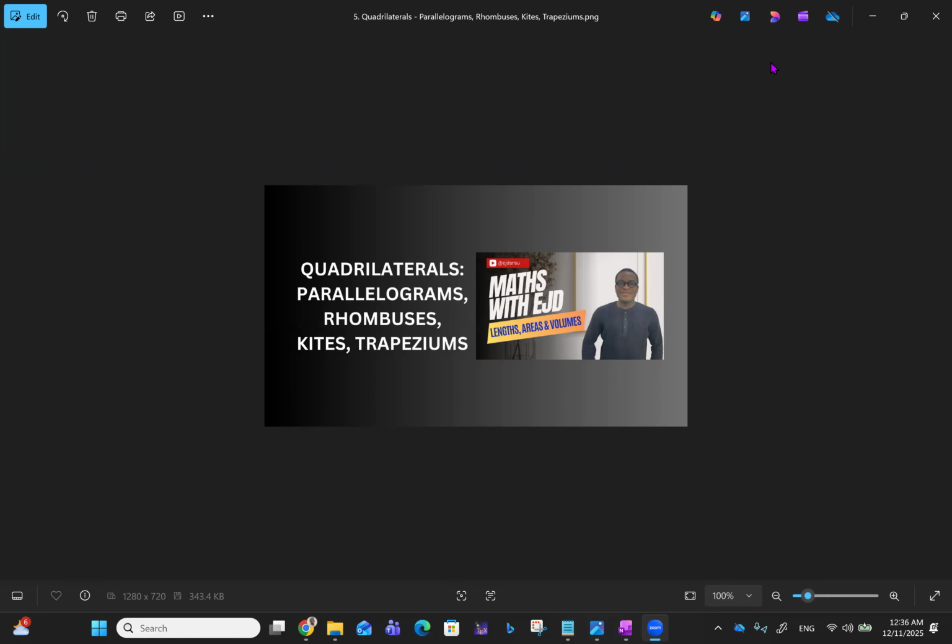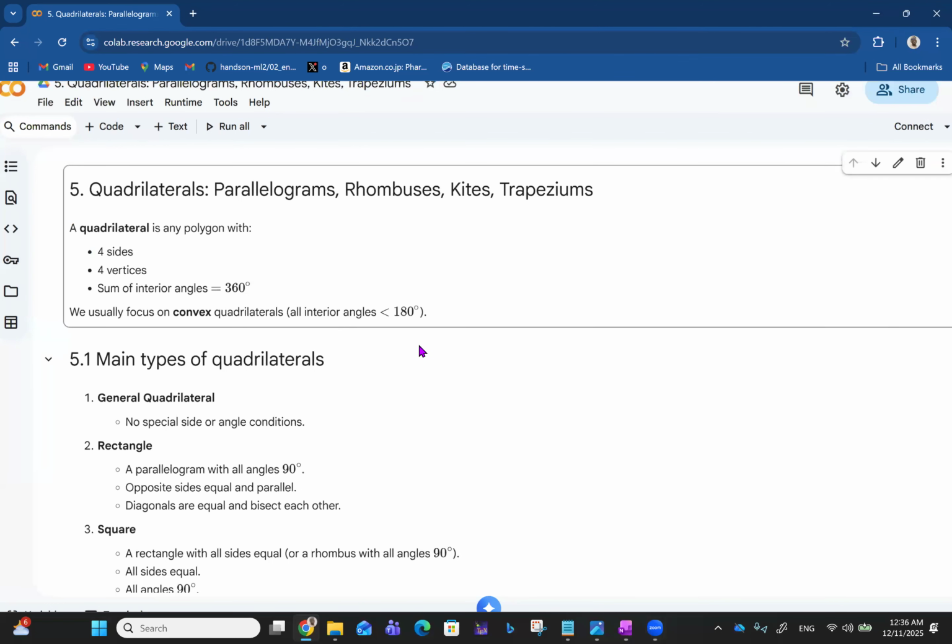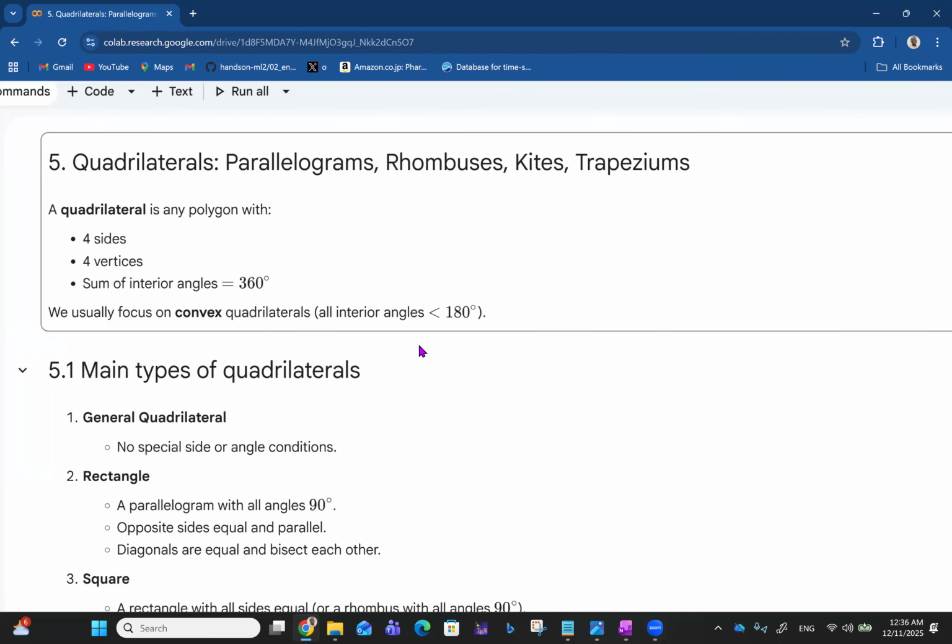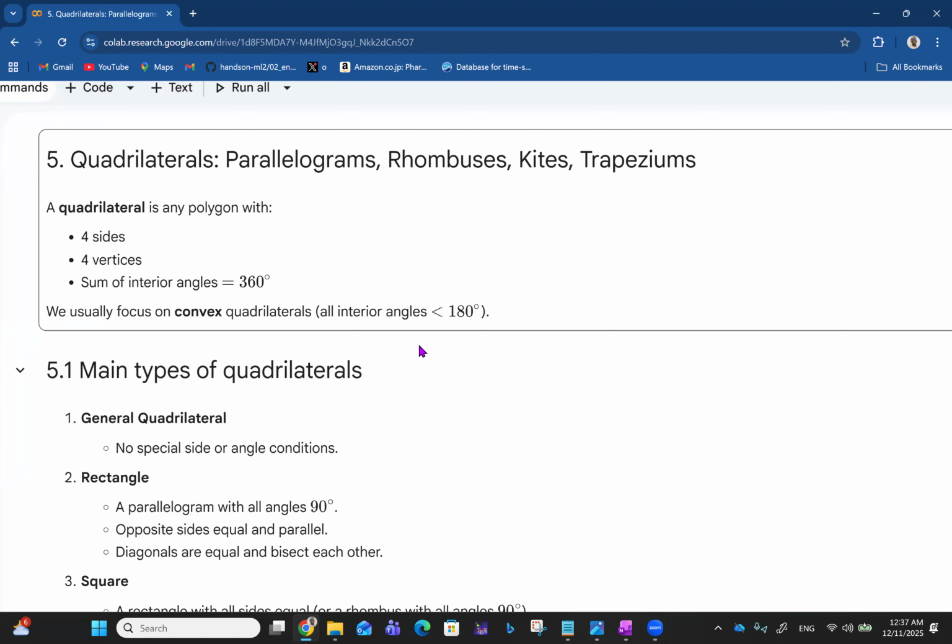This is the second leg of quadrilaterals, and we consider parallelograms, rhombuses, kites, and trapeziums in this situation. Okay, right. We are still talking about lengths, areas, and volumes, and this is part two of quadrilaterals. In the last video, I talked about quadrilaterals focusing on rectangles and squares, and we saw from there that every square is a rectangle, but not every rectangle is a square, right?